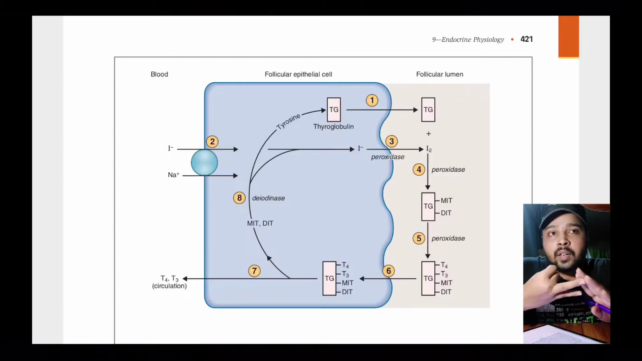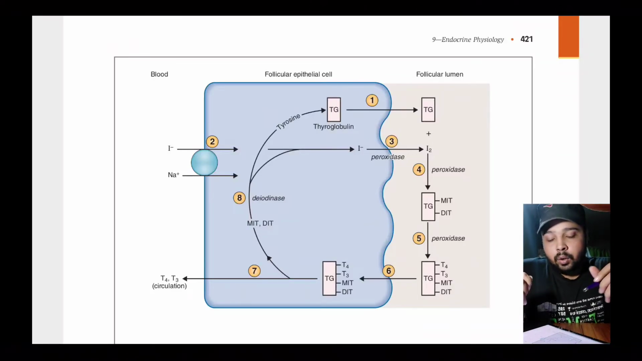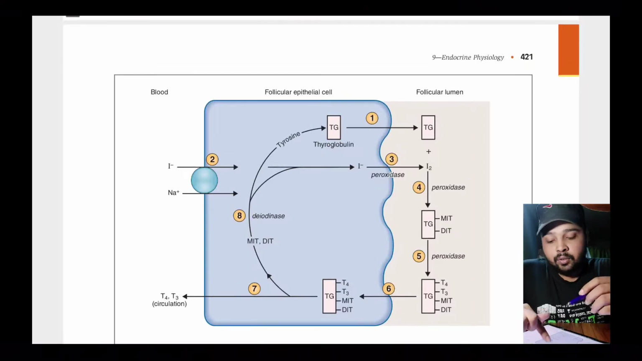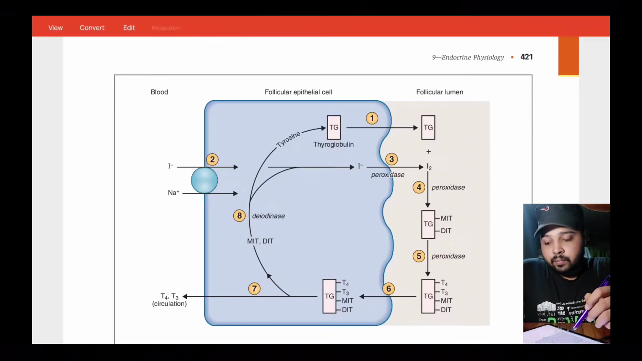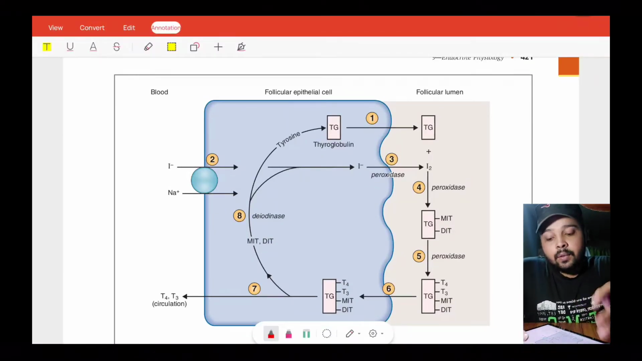The main active hormone here is T3, but it is not synthesized in adequate amount in the body. The T4, which is not active among the thyroid hormones, is synthesized in a more adequate amount in the body. So if we talk about the first step, it is the synthesis of thyroglobulin.